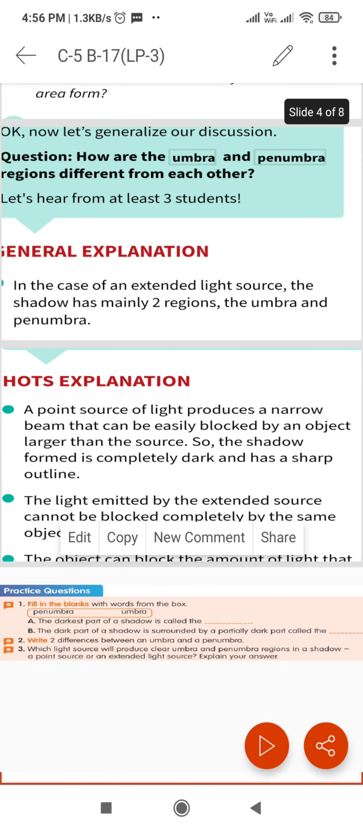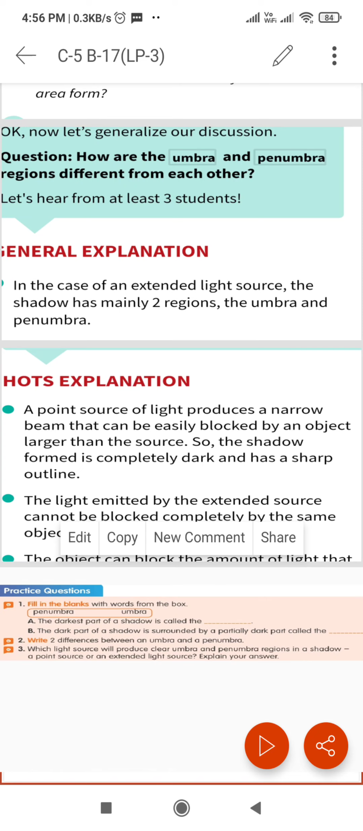So I think you will be able to distinguish between umbra and penumbra. Again, I am going to repeat the things. What are umbra and penumbra? These are the regions formed when a shadow is forming. And umbra is the central dark portion of the shadow.